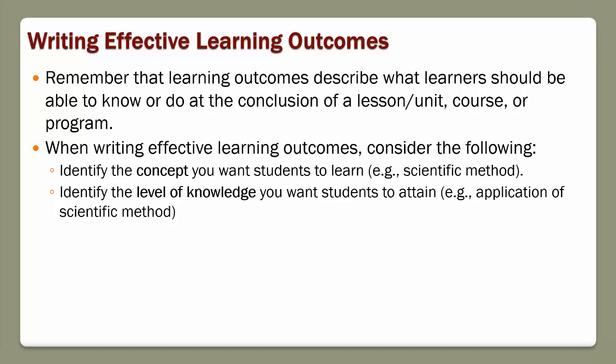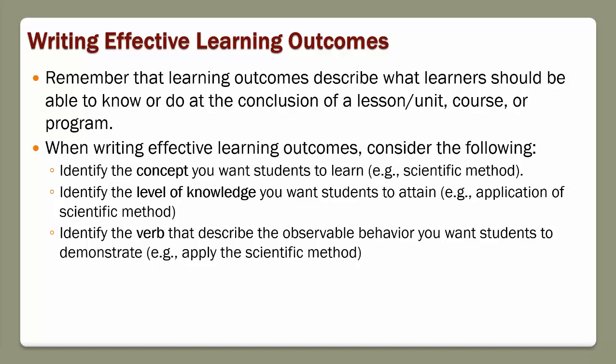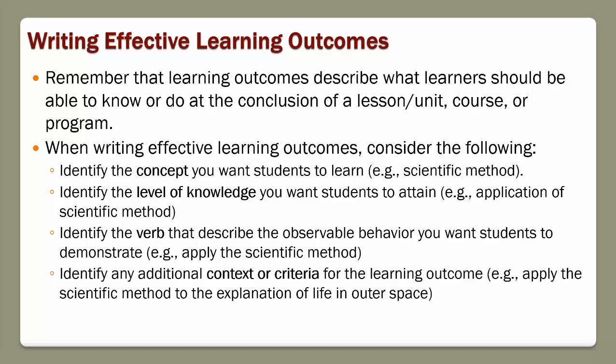Identify the level of knowledge you want students to attain about that concept. For example, application of the scientific method. Another consideration is identifying the verb that describes the observable behavior you want students to demonstrate. Continuing with our example, apply the scientific method. Identify any additional context or criteria for the learning outcome. For example, apply the scientific method to the explanation of life in outer space.